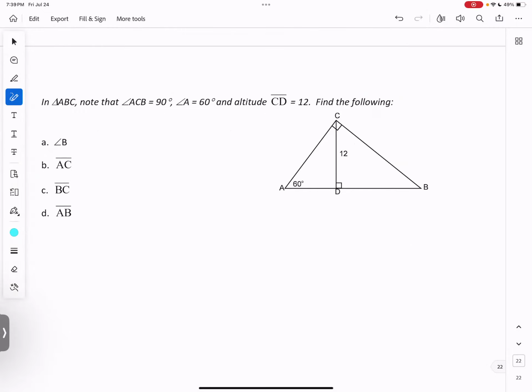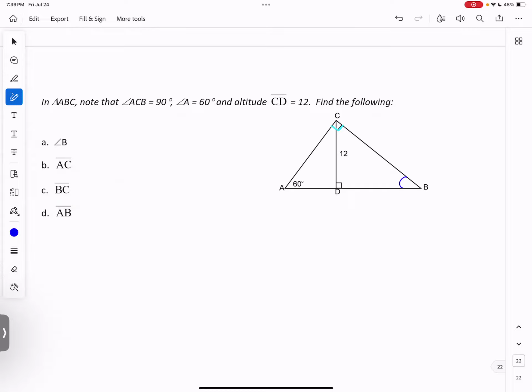In this one, it tells us triangle ACB, angle ACB, which is the same as angle C right here, is 90 degrees, denoted by that little square there. Angle A is 60, and altitude CD is 12. So they've written all that down for us. First of all, they want us to find angle B. All right, so we're looking for this here.